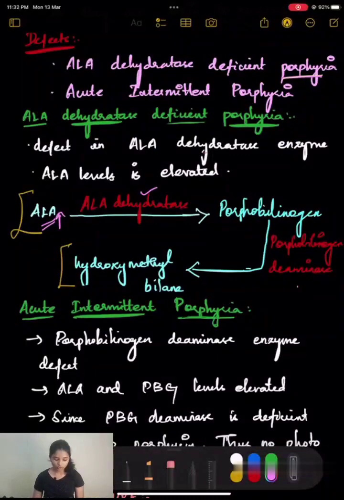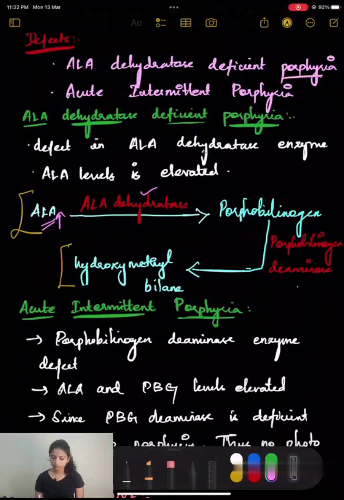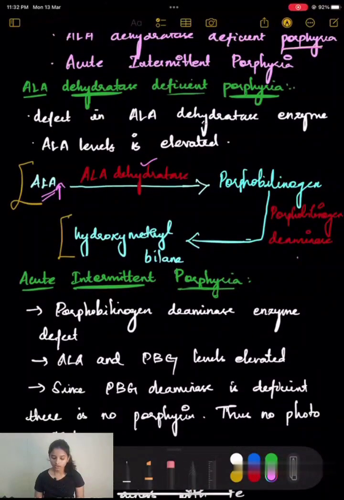Now coming on with the acute intermittent porphyria. Whenever there is deficiency of the porphobilinogen deaminase enzyme, porphobilinogen and ALA get accumulated in the body, and that is called acute intermittent porphyria. Also, in both these cases there are neuropsychiatric manifestations because there is no porphyrin present, so there won't be any photosensitivity, and they will produce only the neuropsychiatric manifestations.